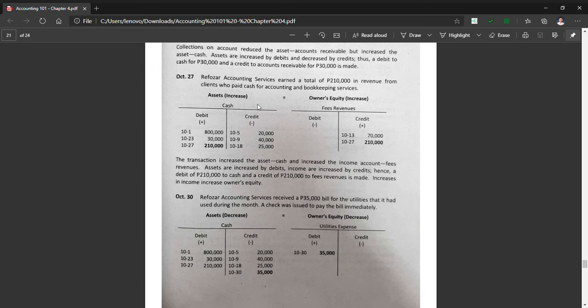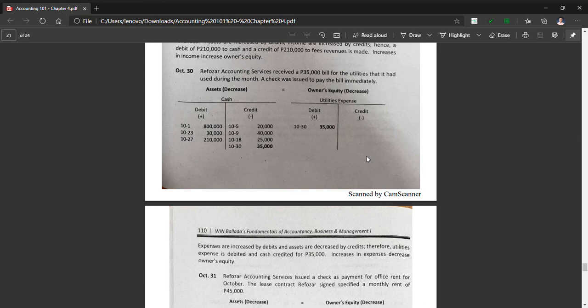Tapos, dahil nagtrabaho na naman tayo, right? We earned a total of 210,000 for accounting and bookkeeping services. So, nagtrabaho na naman tayo. So, that is an income on our part. So, we will be increasing income by 210,000. So, we credit fees revenue 210,000. So, in this transaction, we debited cash 210,000 and we credited fees revenue 210,000.